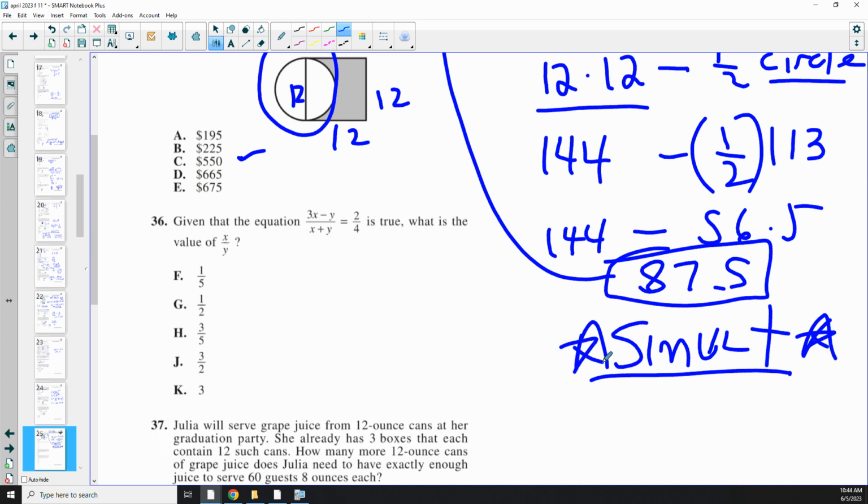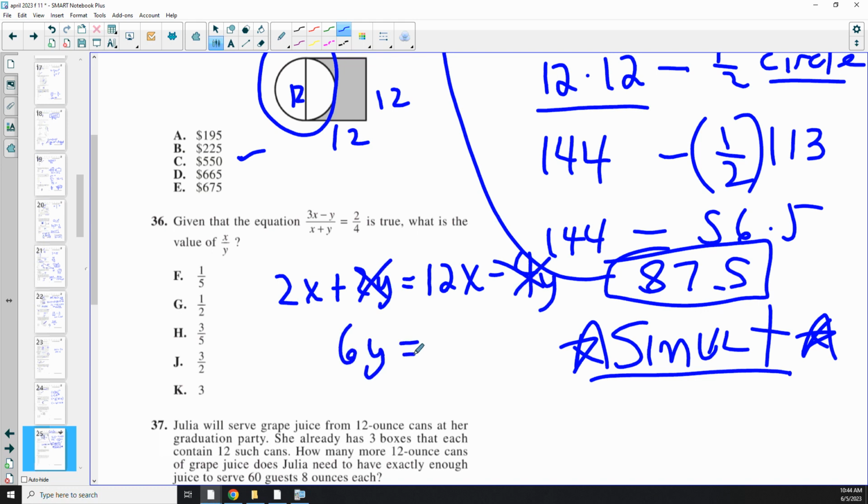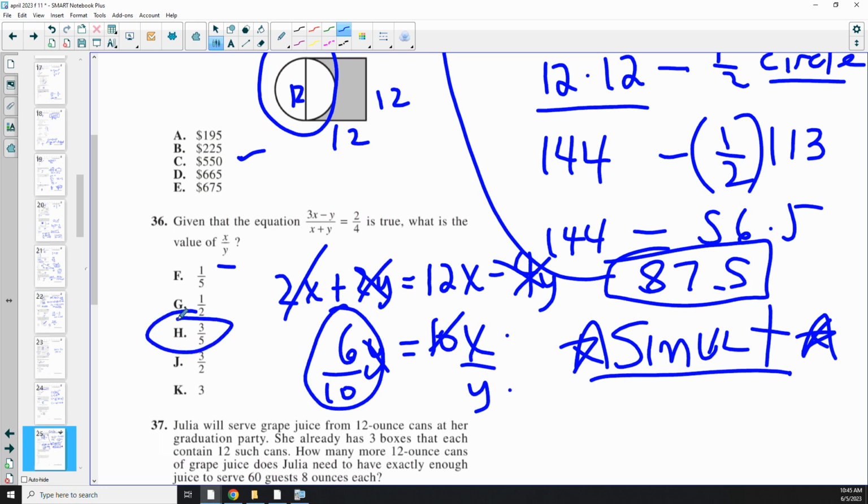I cross multiply and get 2x plus 2y is 12x minus 4y, and then I add the 4y, I get 6y equals, subtract, and get 10x. Now here's the hard part. You're getting the ratio x to y, so you want to divide by 10 and divide by y. X is to y as 6 is to 10, Mathafraka.